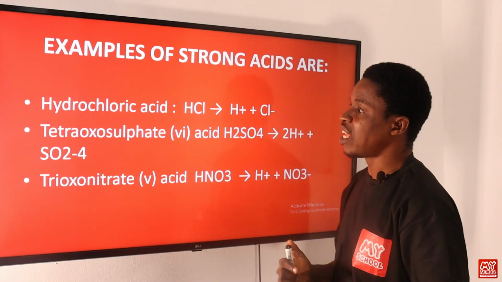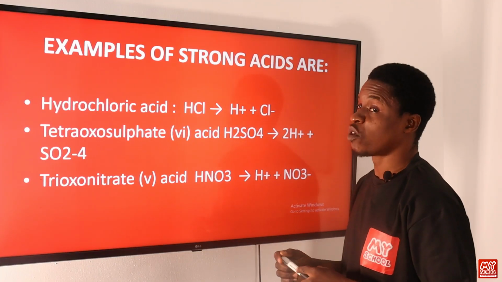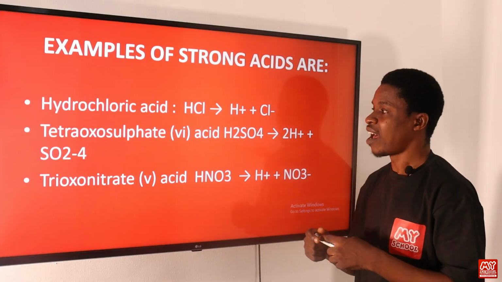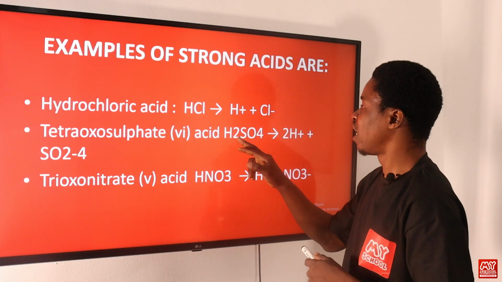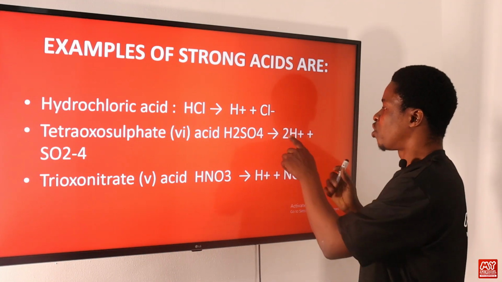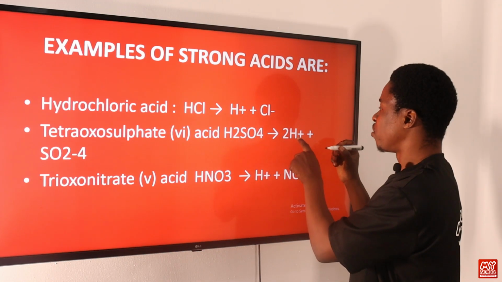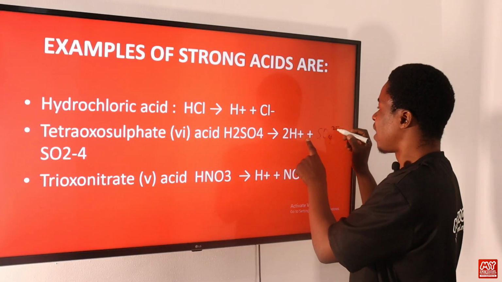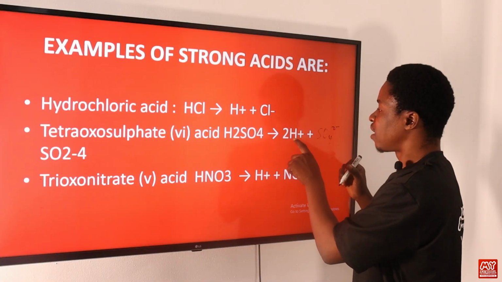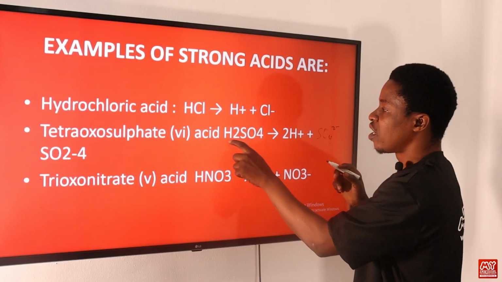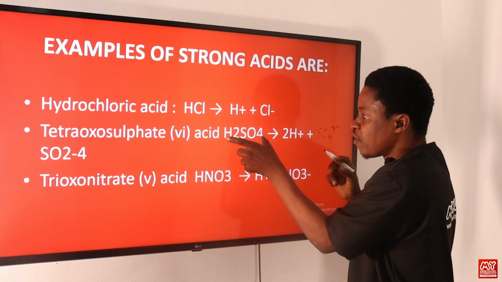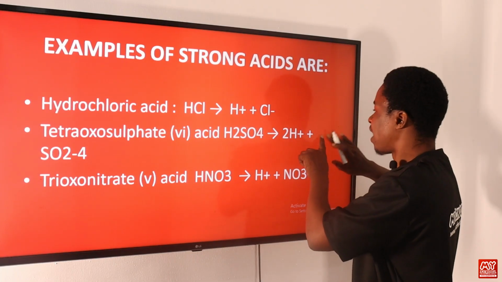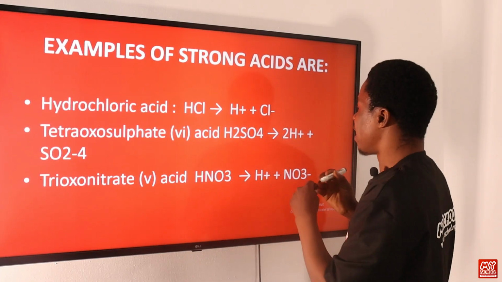Another example is sulfuric acid, or tetraoxosulfate 6 acid, which is H2SO4. If we dissociate, we have 2 hydrogen ions plus SO4 2-, which is ionic. This is the anion, and this is the hydrogen ion. So all the 2 hydrogen in that acid formula are dissolved in the solution. You see them separated off like that. So we have SO4 2-, and then we have 2 hydrogen ions.